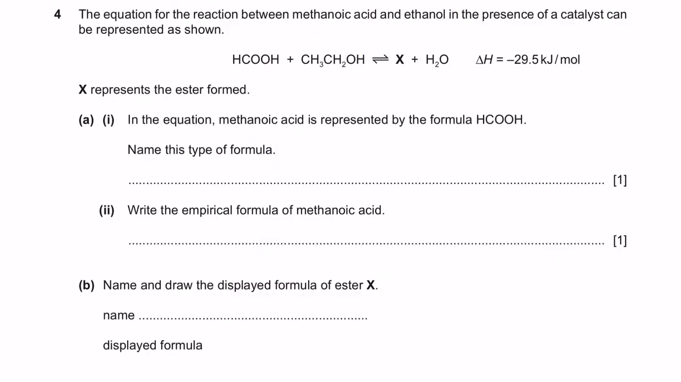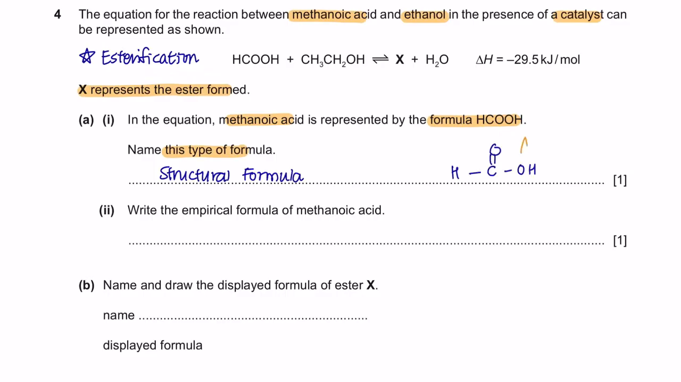Next, question 4. The equation for the reaction between methanoic acid and ethanol in the presence of a catalyst can be represented as shown. X represents the ester form. This reaction is called esterification. Question A, part 1. In the equation, methanoic acid is represented by this formula. Name this type of formula. This type of formula is referred to as structural formula. And if you were to draw them out, this would be the displayed formula.